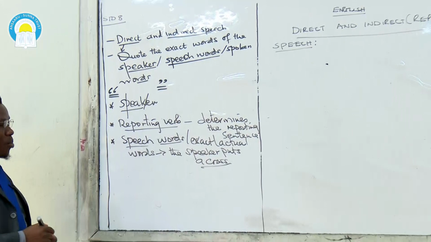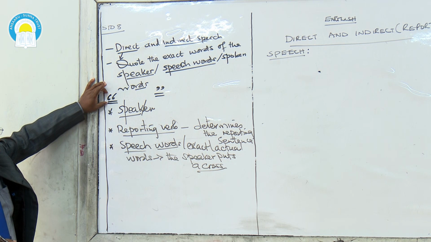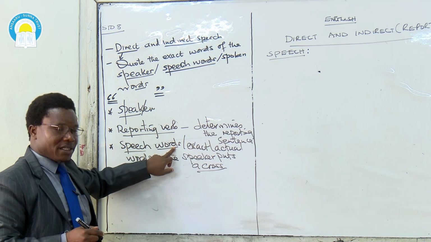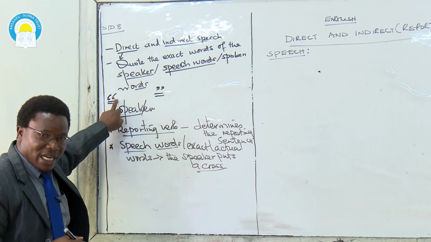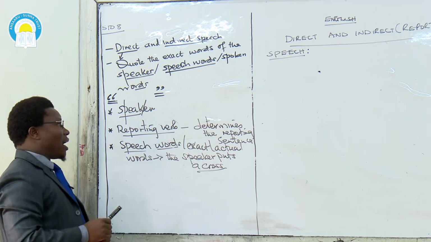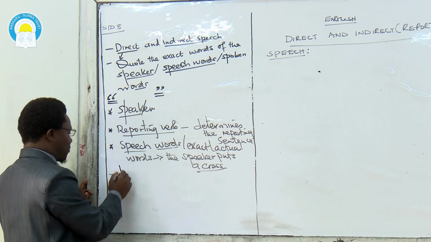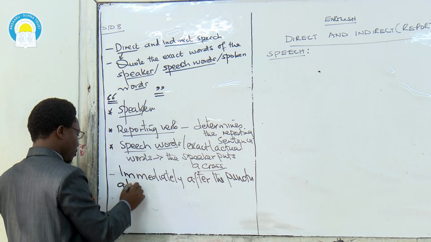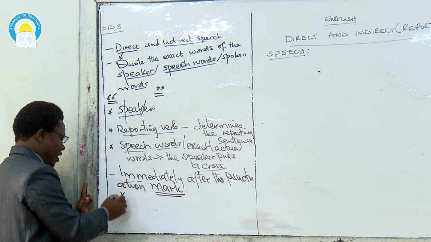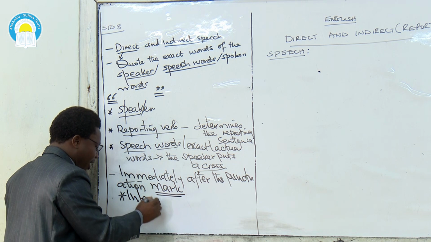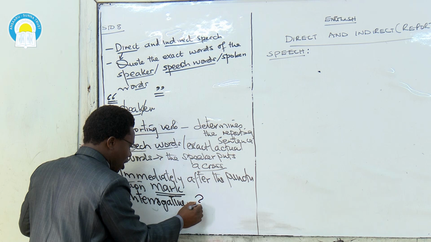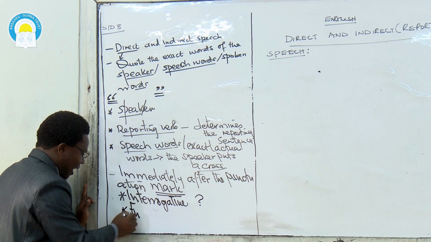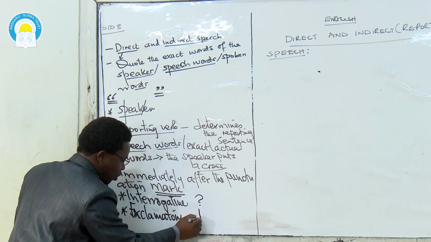It is therefore important to note that as you put these opening inverted commas at the beginning of the speech words, the speech word should always start with a capital letter. And the closing inverted commas should always come immediately after the punctuation mark. This punctuation mark depends on the sentence. If it is an interrogative sentence, as I said last time, the punctuation mark should be a question mark. If it is an exclamatory sentence, then the punctuation mark should be an exclamation mark.